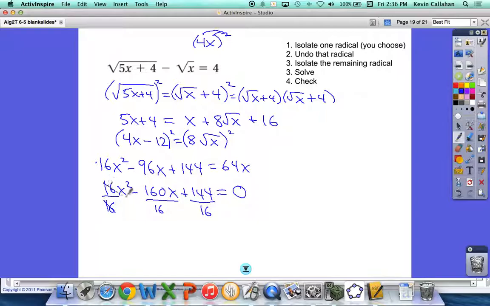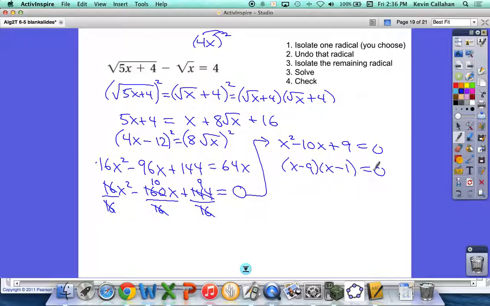This goes in evenly. 16 into 160 goes 10 times. And 16 into 144? 9. So this is what we're dealing with now. We have x squared minus 10x plus 9 equals 0. x minus 9 times x minus 1 equals 0. x equals 9, x equals 1.